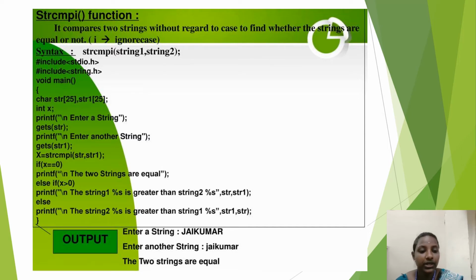So finally, we are comparing two strings. Our output will be of three cases. The first is that the two strings are equal, the second case is that string 1 is greater than string 2, and the third case is that string 2 is greater than string 1. So we will have three different cases in this string compare I, that is, ignore case.